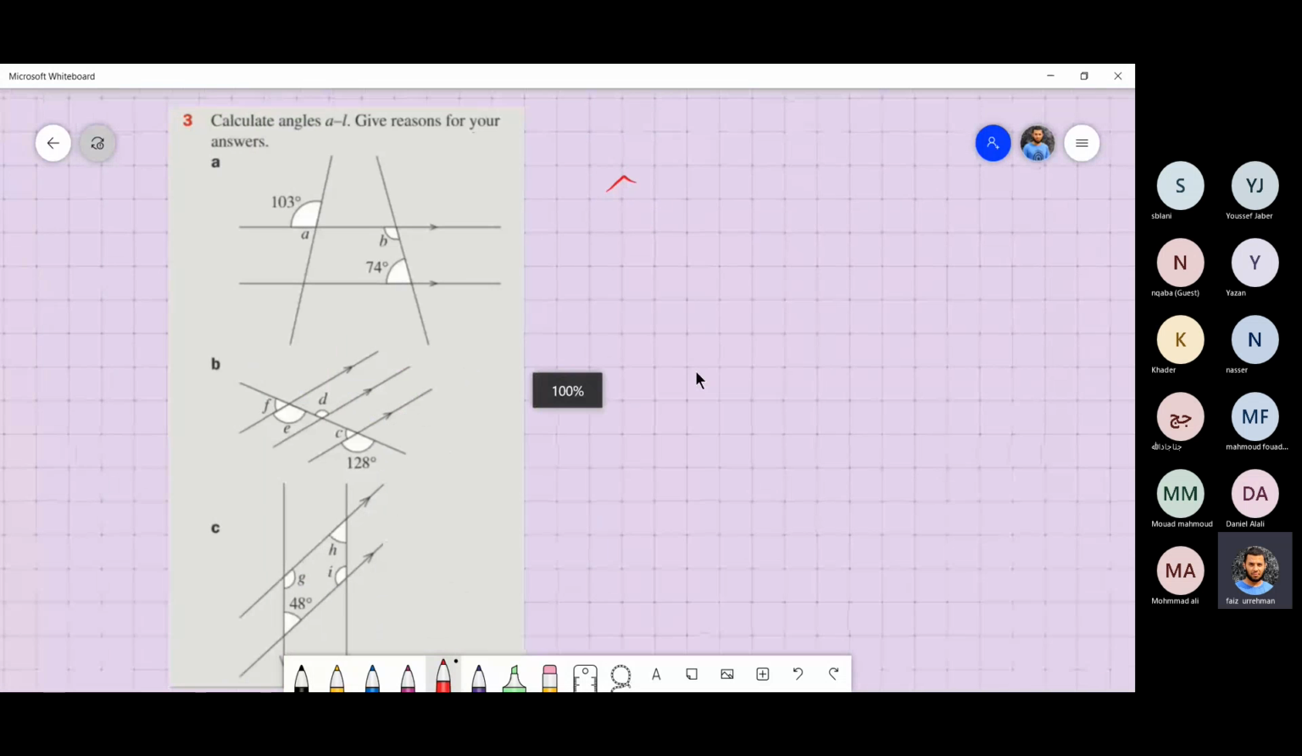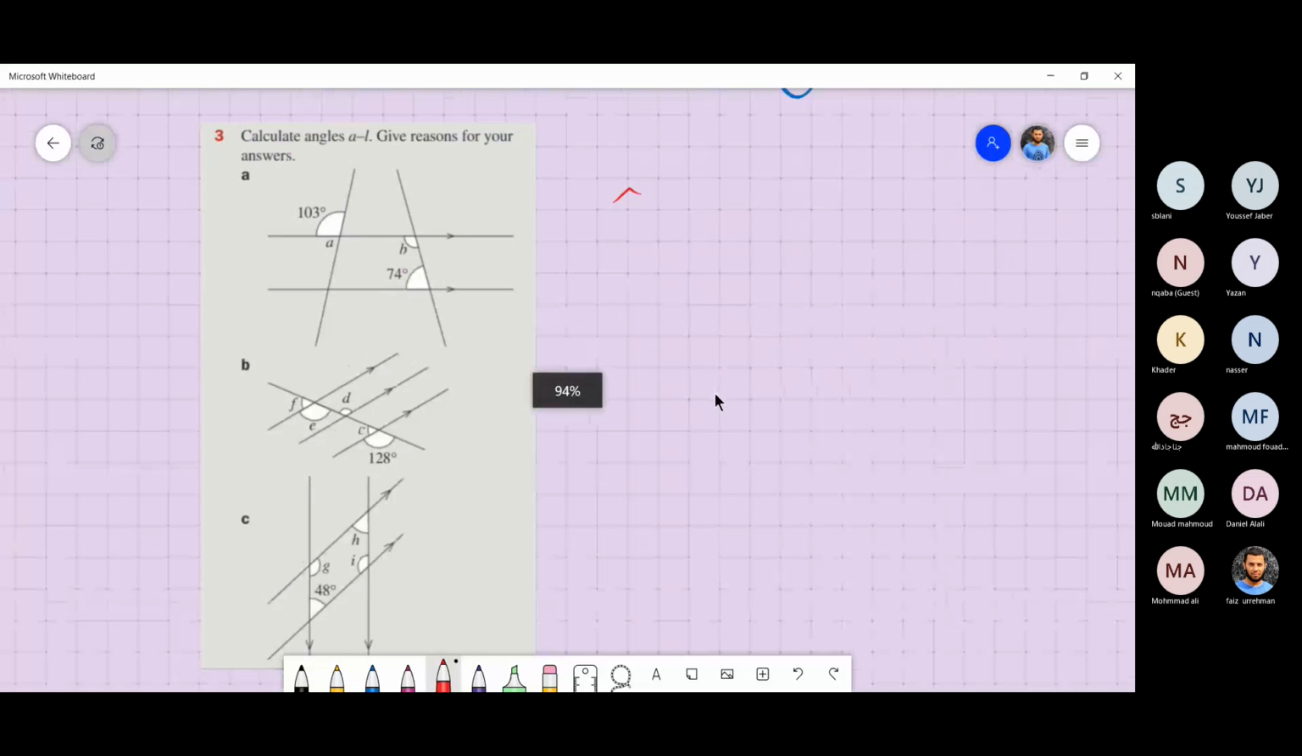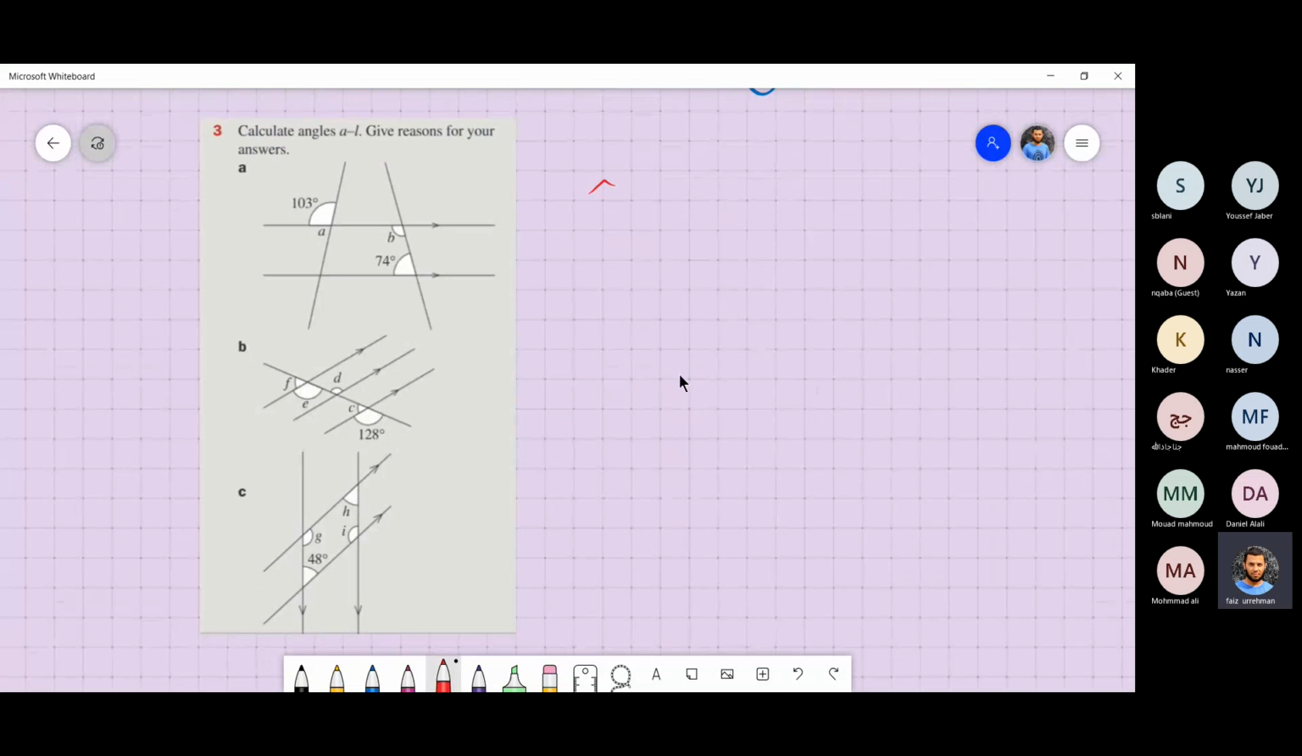Now question number 3. A, B, and C, we will try to solve these 3 parts. So 3A contains how many variables? How many angles do we have to find in the first question? 2. A and B we have to find here. And here we have to find how many? C, D, E, F. And in the last one, G, H, I.